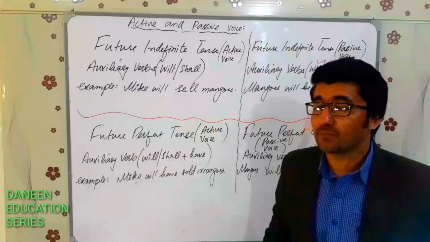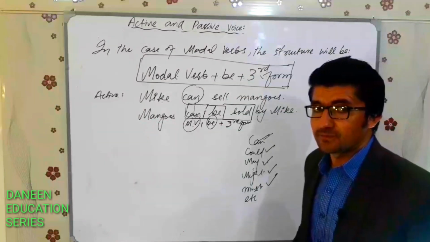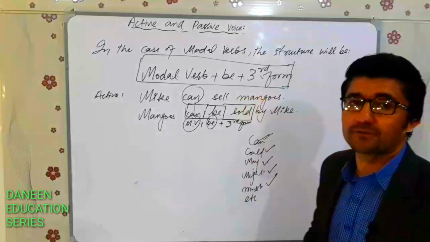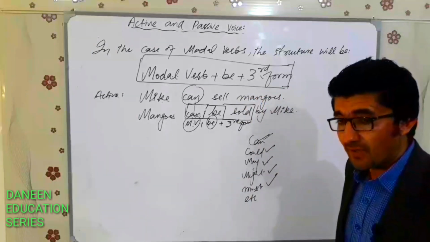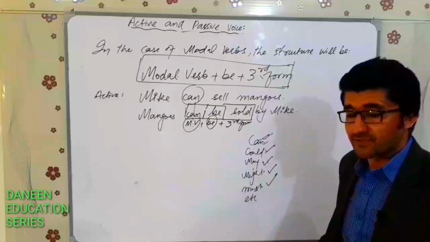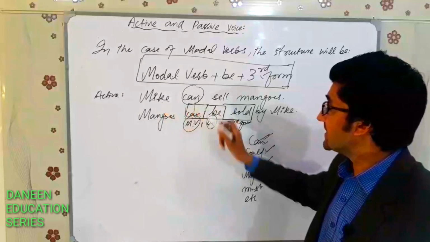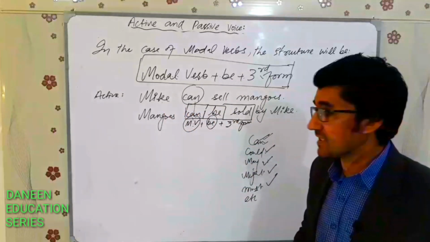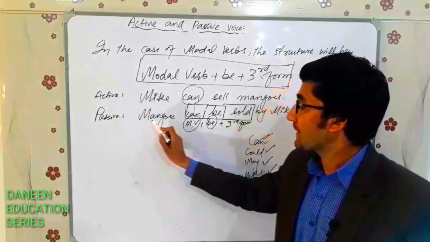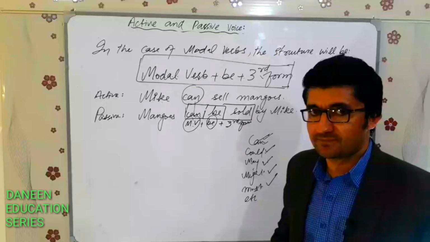Let's talk about some more points. Now, in the case of a modal verb, the structure will be modal verb plus be plus third form of the verb. The common modal verbs are can, could, may, might, must, etc. Now, for example, the sentence is Mike can sell mangoes. So its passive structure is mangoes can be sold by Mike. This is the passive structure.